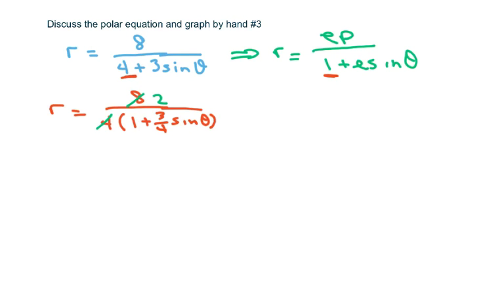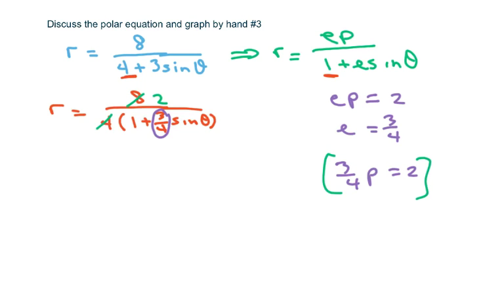So write everything out. We have EP equals 2, and our E equals 3/4. So EP, we need to know EP is 2. So 3/4 times P equals 2. When you multiply by the reciprocal 4/3, you're going to get P equals 8 over 3. So basically all this tells us that since E is 3/4, that's less than 1, that we have an ellipse.